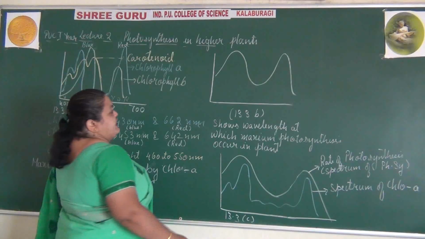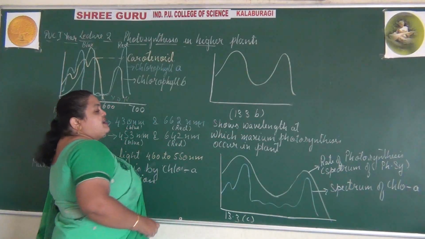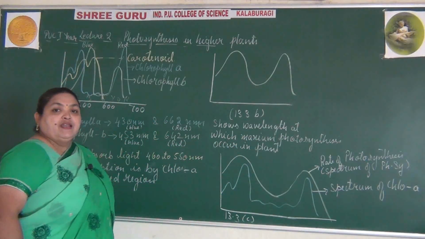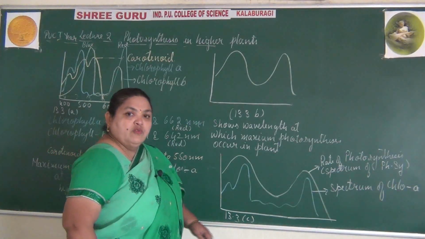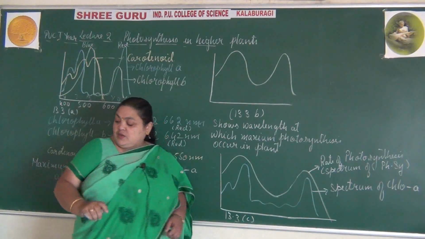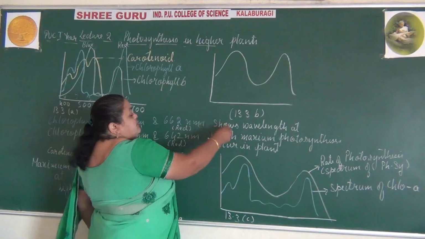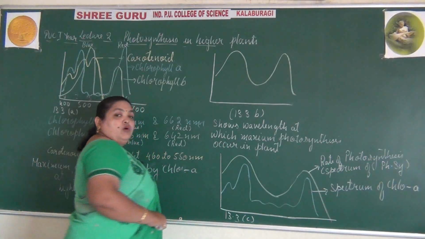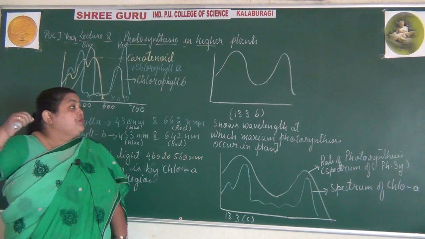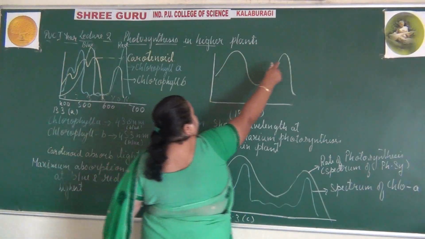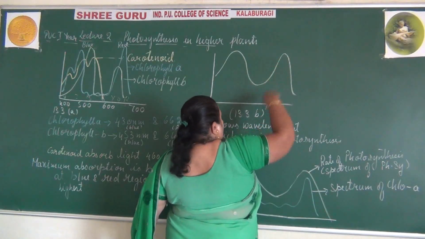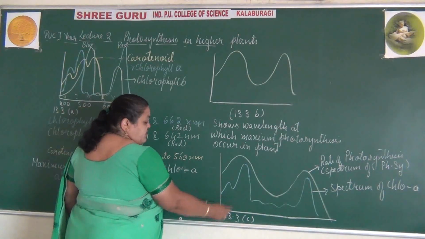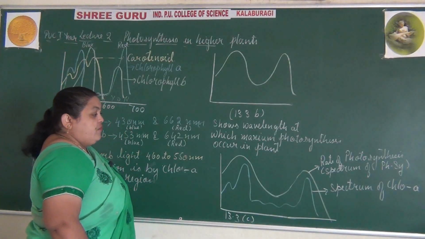In the second graph, that is 13.3b, this is a graph to show the wavelength at which maximum photosynthesis occurs in plants. So look into the graph in the textbook of the NCERT syllabus, at the page number there. It shows the wavelength at which maximum photosynthesis occurs by the chlorophyll molecule. So here oxygen is being used. Again it is the blue region and the red region where the rate of photosynthesis is maximum.